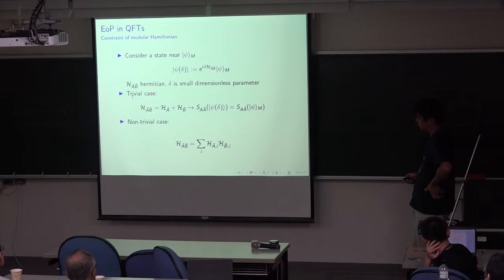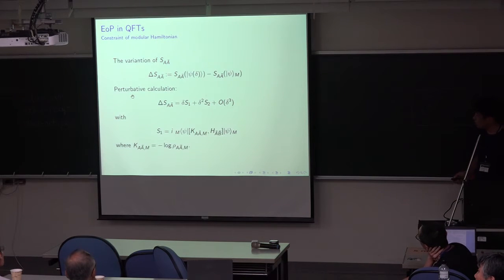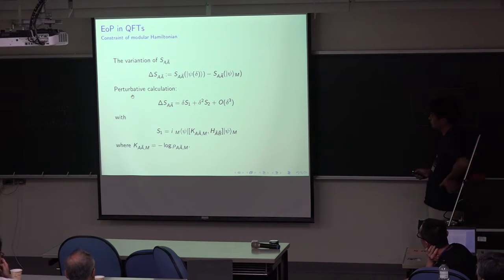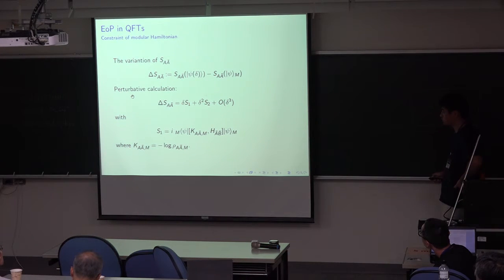Hermitian operators in A2 and B2. And in this condition, we can also calculate the variance of the entanglement entropy of SA and A2. And the variance can be expanded by this parameter delta. And the first order can be written like this. This K is just the modular Hamiltonian of this reduced density matrix in these states.